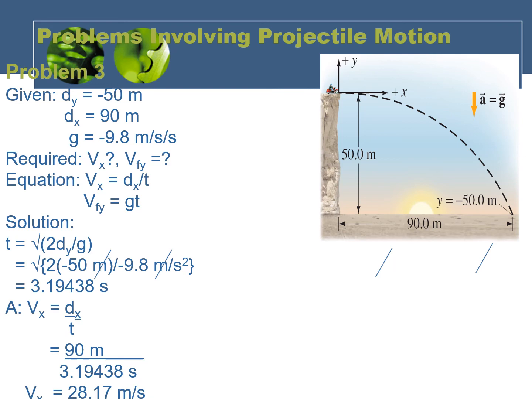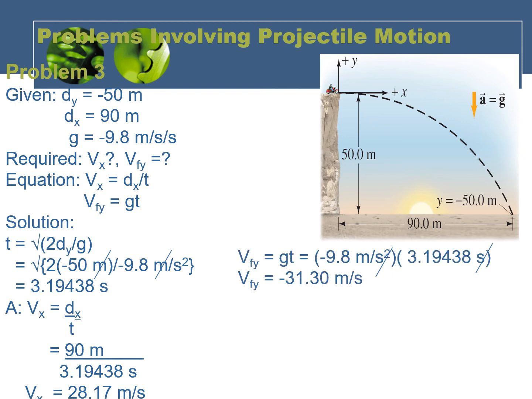For Vx, Vx is equal to dx over t. So dx is 90 meters, t is 3.19438 seconds. So Vx is 28.17 meters per second. For Vfy, Vfy is equal to gt. So g is negative 9.8 meters per second squared, t is 3.19438 seconds. So the answer is Vfy is equivalent to negative 31.30 meters per second. That ends our problem-solving activity for projectile motion.